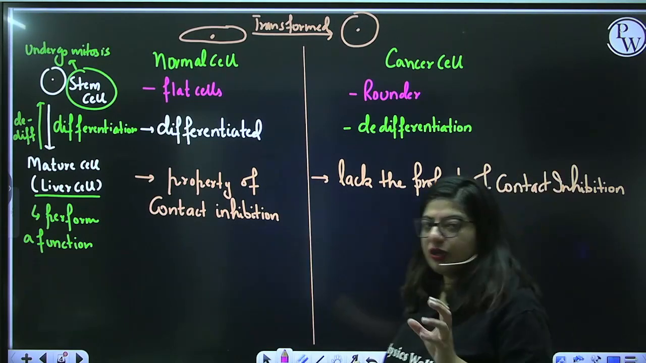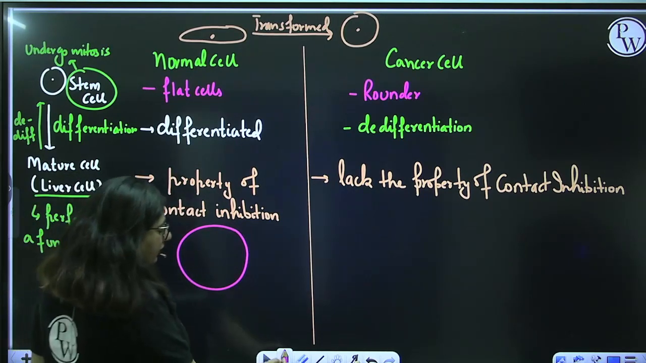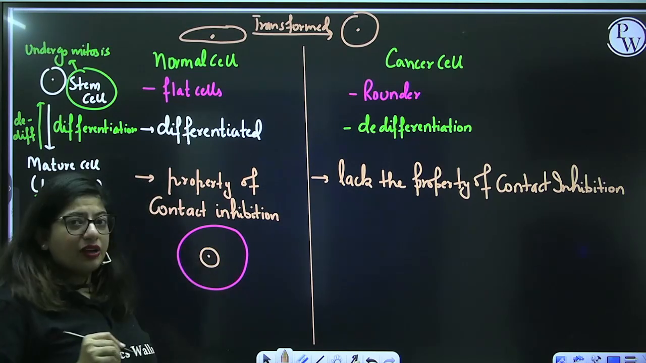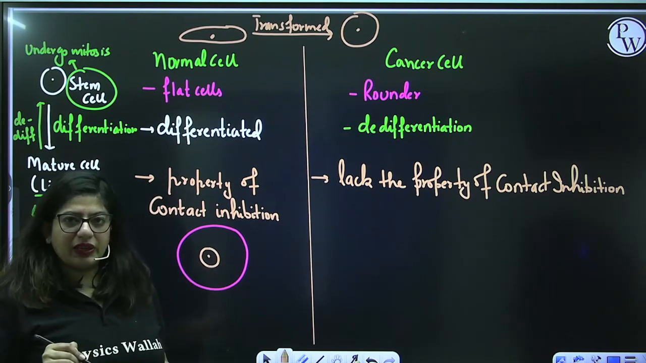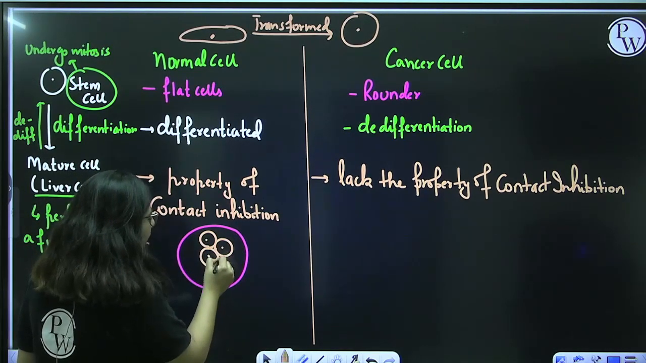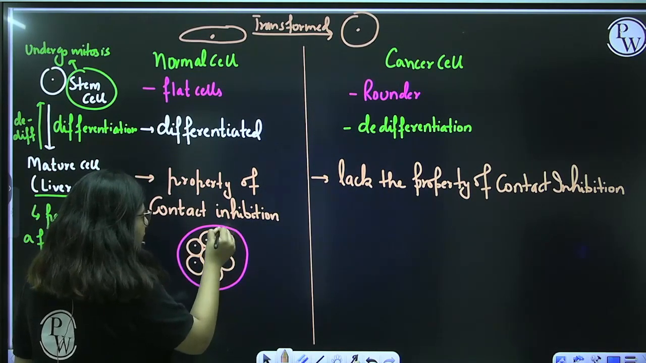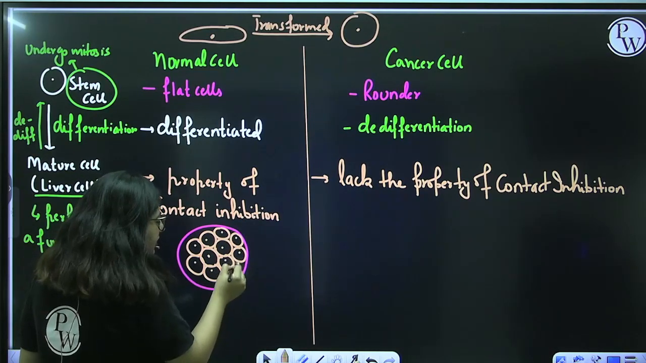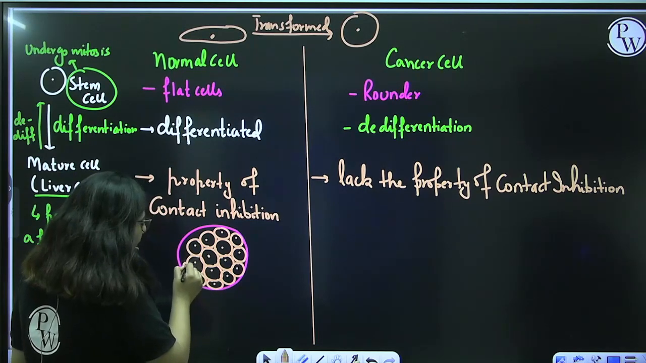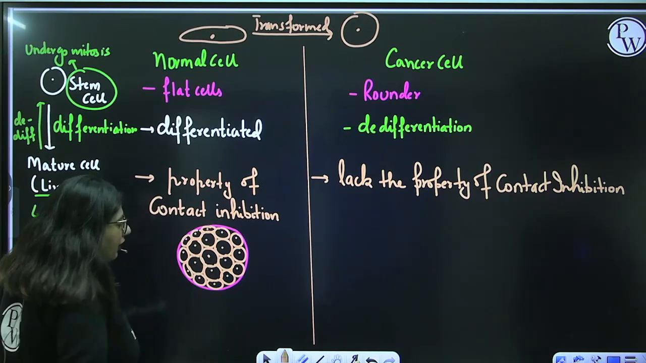So imagine you have a very fixed particular place in your body like this. And in this place you have just one cell, like an epithelial cell. Now this epithelial cell has enough space, now it can divide. Imagine the cells start dividing. So they are dividing because they have all the nutrition and they also have space. Now you can see, because the cells are dividing, overcrowding is taking place. And due to overcrowding, the cells are touching each other, they are coming in contact with each other.